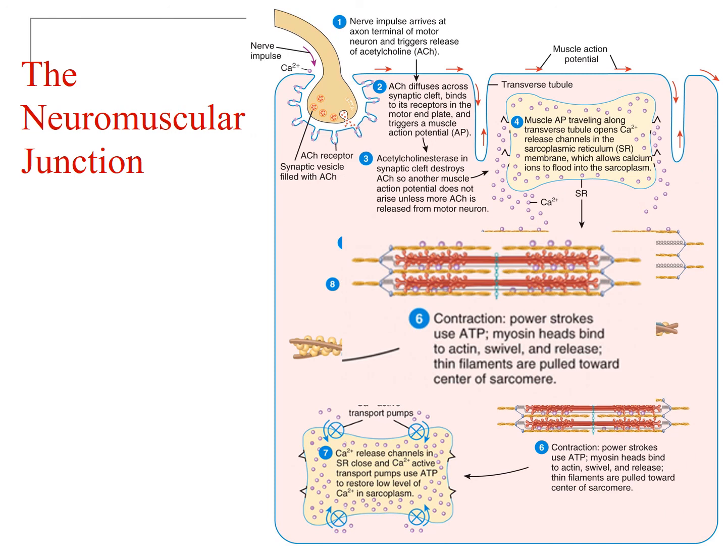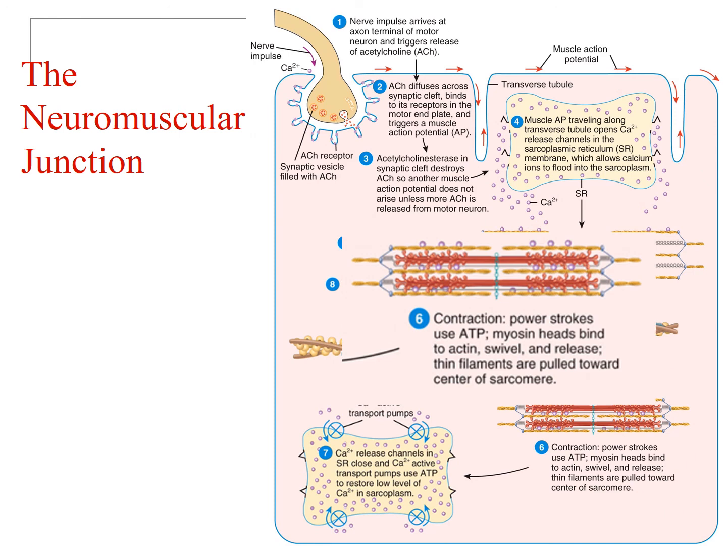But if there's not an action potential causing the release channels to open, they're going to close right back up. So when they close up, the calcium active transport pumps can get going again, and that's going to pull calcium from the sarcoplasm back into the sarcoplasmic reticulum. So basically what you're doing is you're resetting your skeletal muscle cell at this point.